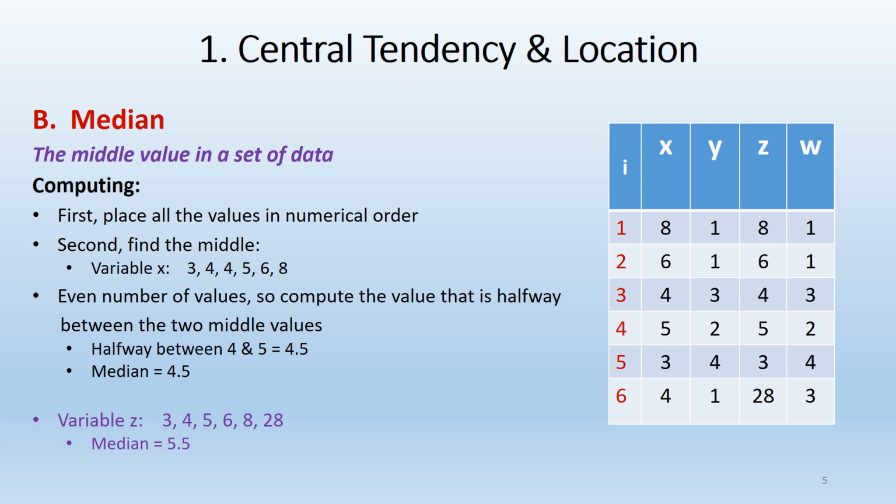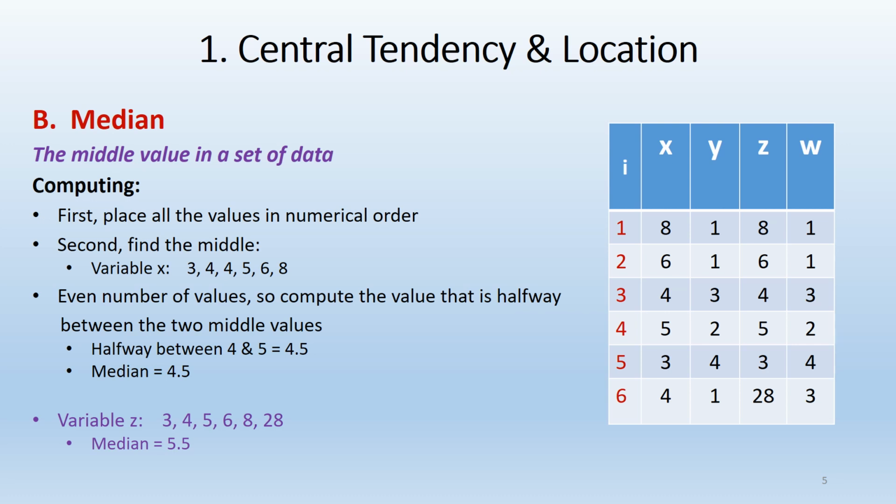4 plus 5 is 9, divided by 2 equals 4.5. Or if it's pretty clear like this one is, I can just look at what's halfway between 4 and 5, and most of us are going to go, it's 4.5. So for this one, for variable x, the median would be 4.5.